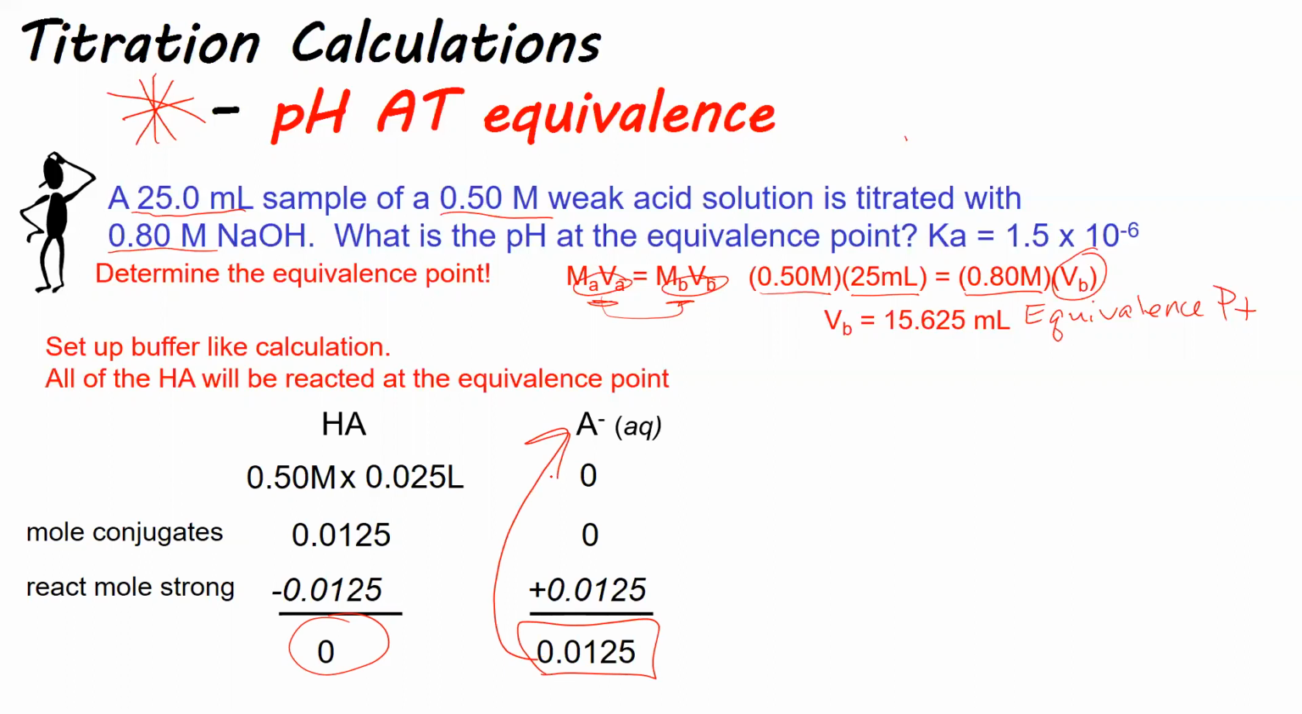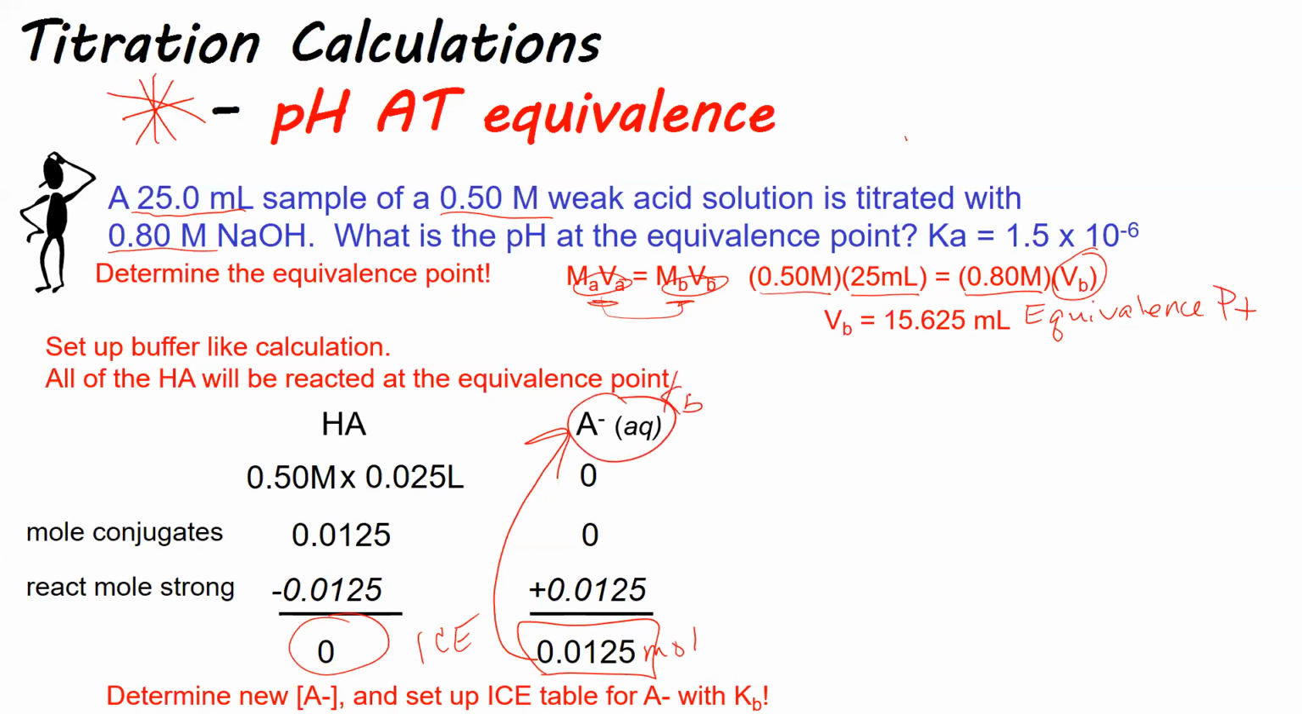base. So I cannot use the Henderson-Hasselbalch equation here. I do not have some of both. So I must do an equilibrium calculation. So I'm going to need an ice table. And with an ice table you need concentration. So this is moles. I need to determine the concentration of the A-, and then I'm going to set up an ice table. And remember, for A-, you're going to need a KB.